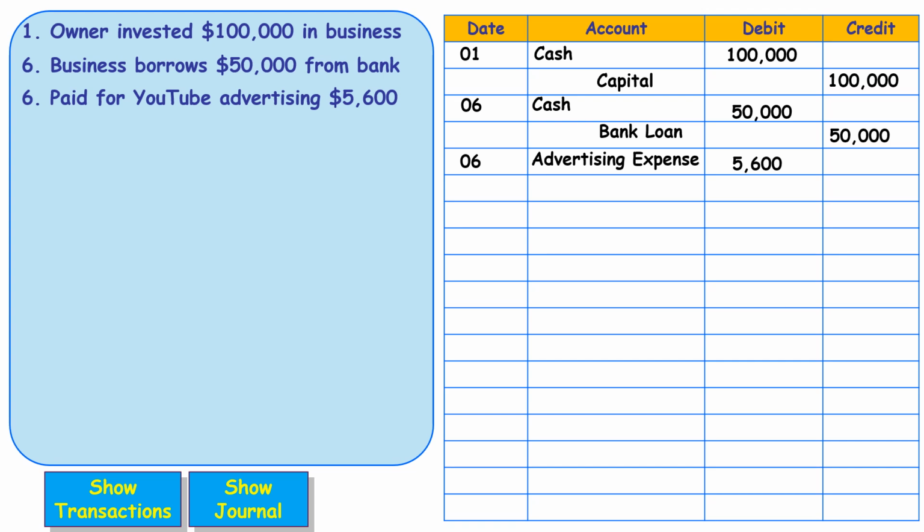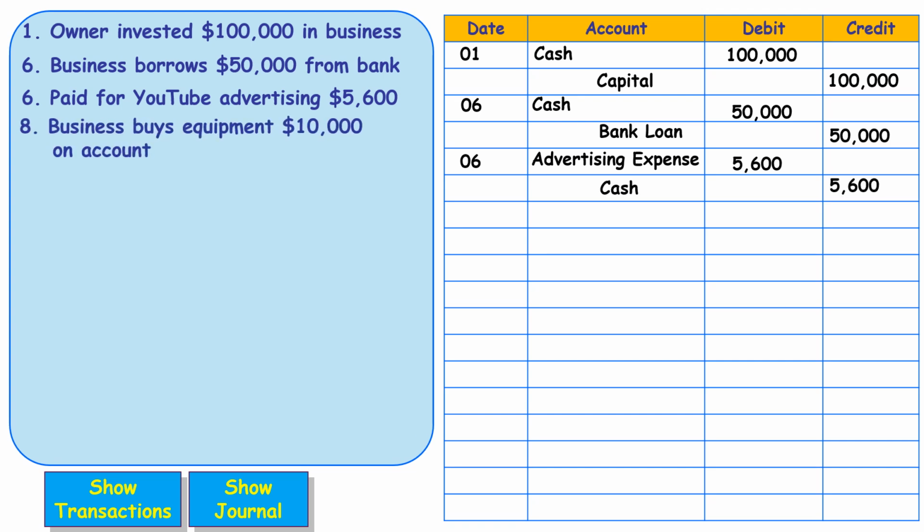Now we need to have a credit because the debit amounts must equal the credit amounts. So far we have only the debit amount, but we need to have a credit amount also. So the word paid in the transaction indicates that cash is down, cash will be credited. So we're going to credit cash.